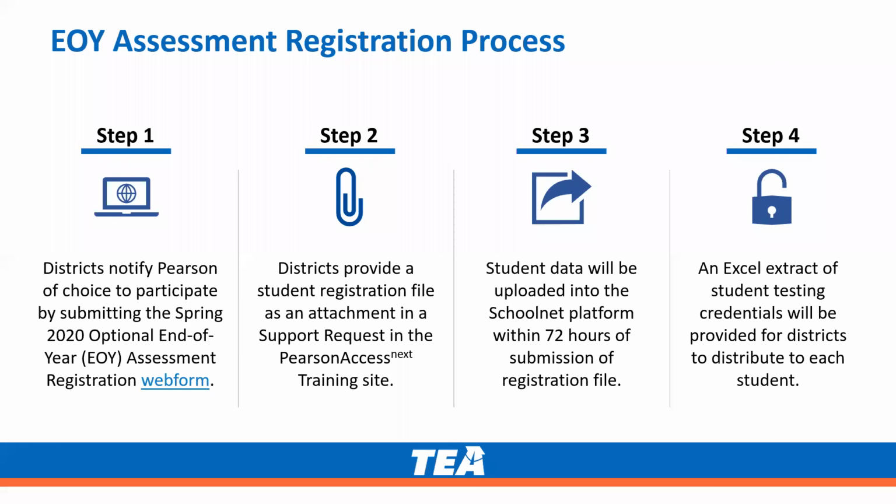Okay. So the next step, step 3, is that student data is going to be uploaded into the SchoolNet platform. That will be uploaded within 72 hours after you submit your registration file through that Pearson Access Next training site. Step 4 is the Excel extract. There's going to be an Excel extract of the student testing credentials, and those will be provided to the districts, and the districts will then distribute those to the students. So this is, again, the process of how the registration will work for the end of year assessment.